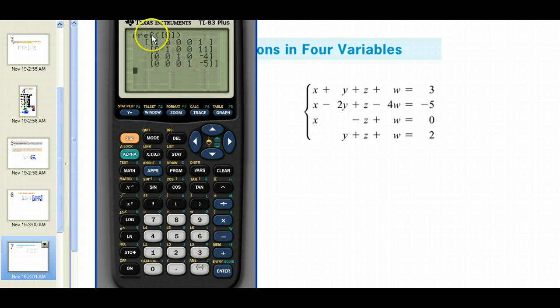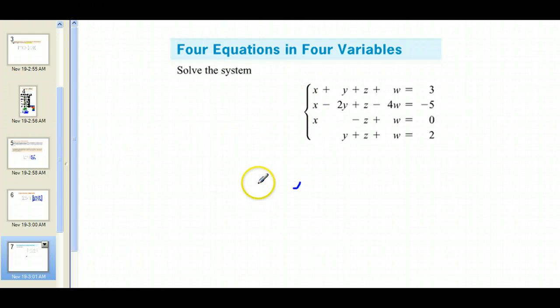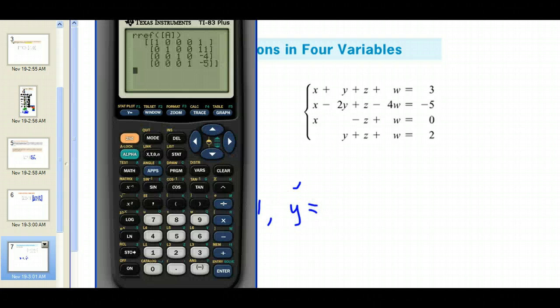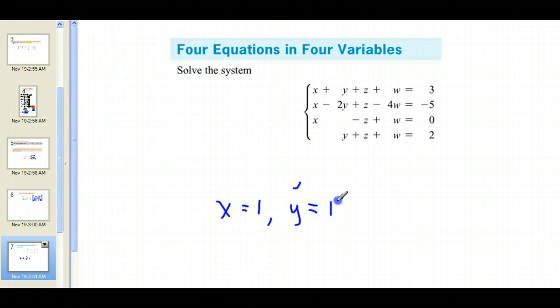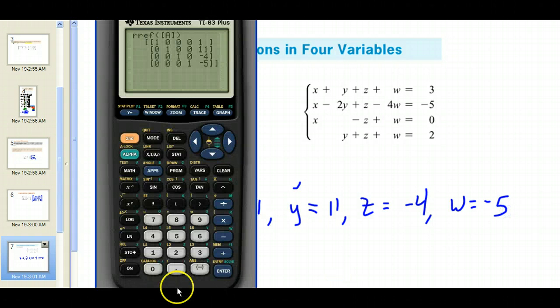And then there's our solution. Notice we have 1s on the main diagonal, 0s everywhere else. So that means this is the solution. And so we get X equals 1, Y was equal to 11, Z was negative 4, and W was negative 5, I believe. Yeah.